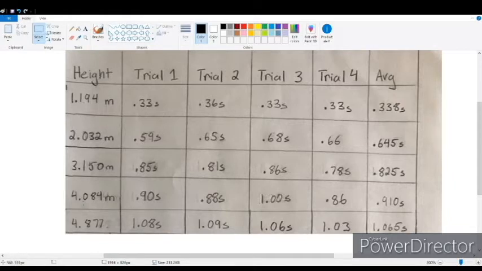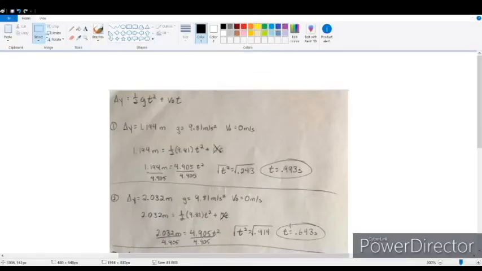Alright, here is the data table that I drew out. I have 5 heights and 4 trials for each, and I averaged the times at the end to plot that on the graph.